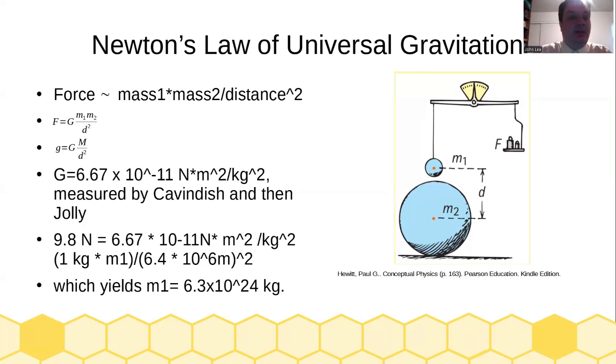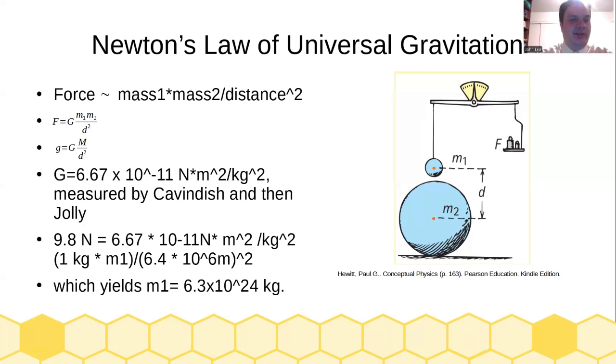Using this for the surface of the Earth and knowing the distance from the surface of the Earth to the center of mass of the Earth, Newton was able to calculate the product of G times M, but was not able to separate those two variables.